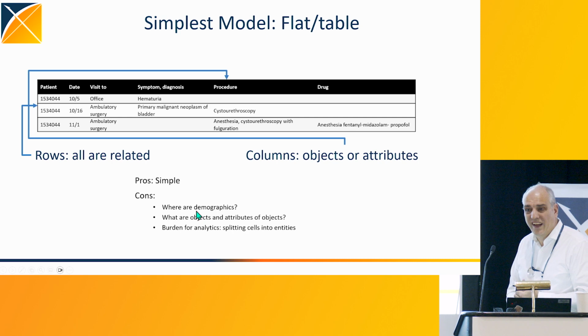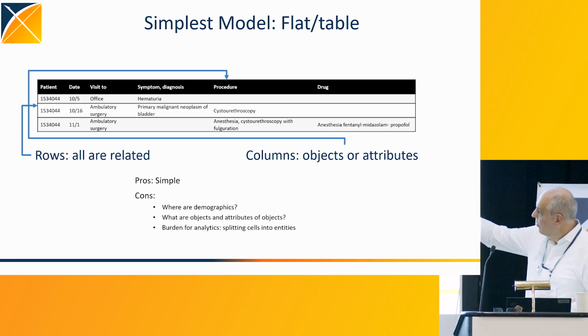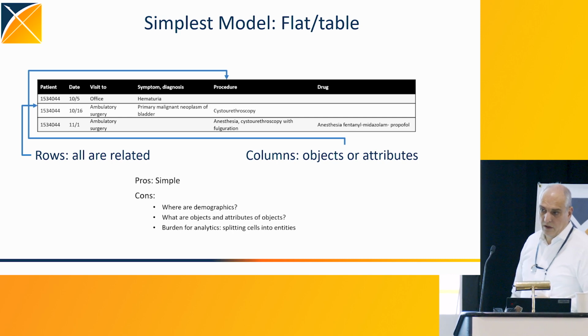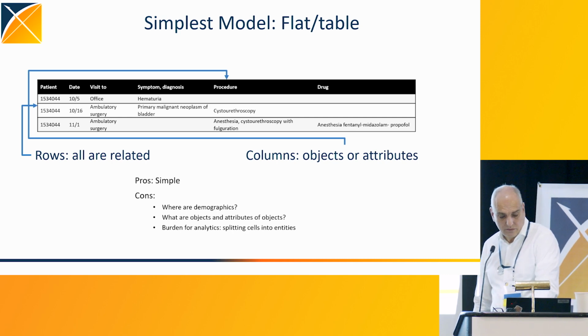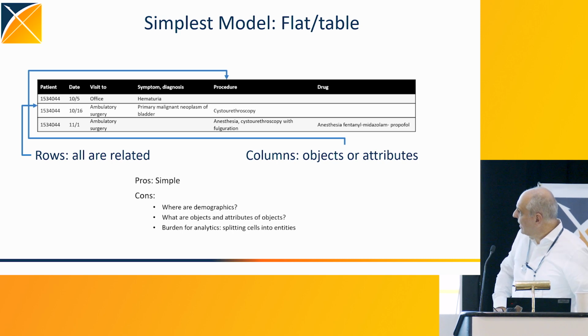It's very simple, but not all the data fit in there. So where's the information that the guy is 59 years old? It doesn't fit here, because these rows don't contain that information, and they shouldn't, because the age doesn't really change from October to November, at least not for this guy. And the things in the columns aren't really defined.